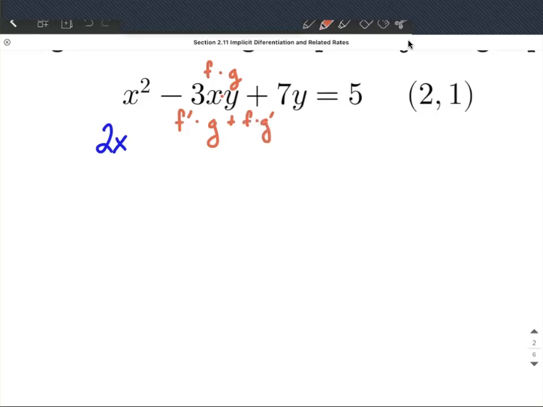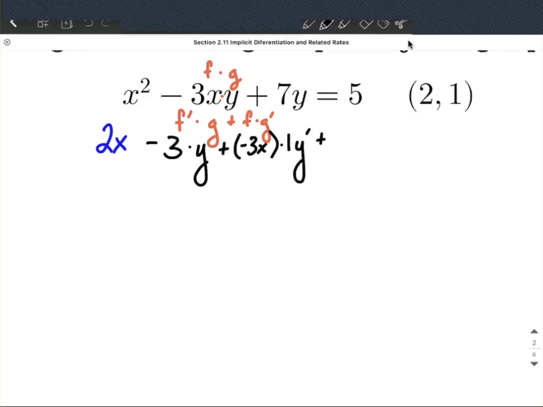In taking the derivative of what I'm calling f, that negative 3x, its derivative is going to be negative 3, and I don't put a dx next to it, times g, which in our case is y, the second half of that term, plus f, negative 3x, multiplied by the derivative of g. The derivative of y is just going to be 1, but this time I want to put a y prime next to it because our variable was y.